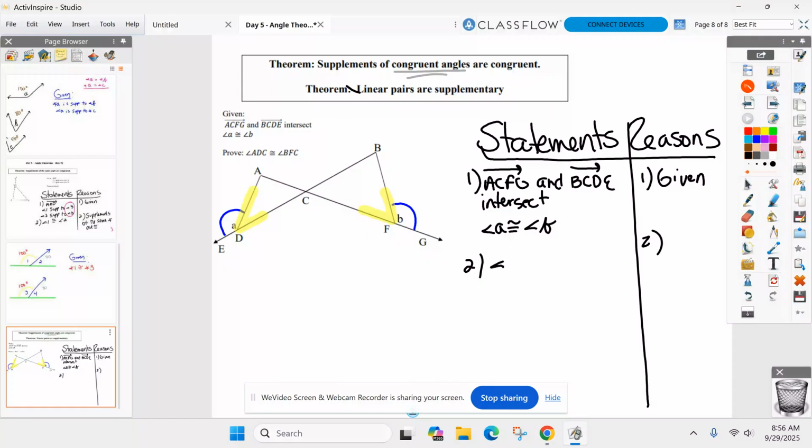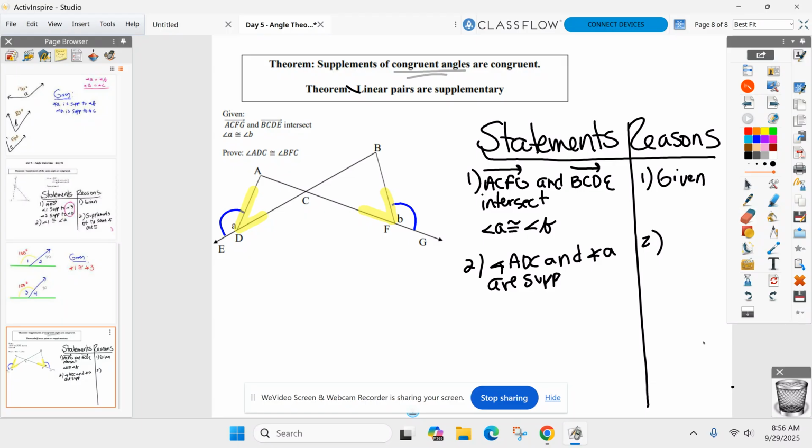Sloan, give me a pair. Angle ADC and? These two don't add to 180. If you're going to give me ADC, what other one with it is supplementary? A, yeah. So ADC and angle A are supplementary.